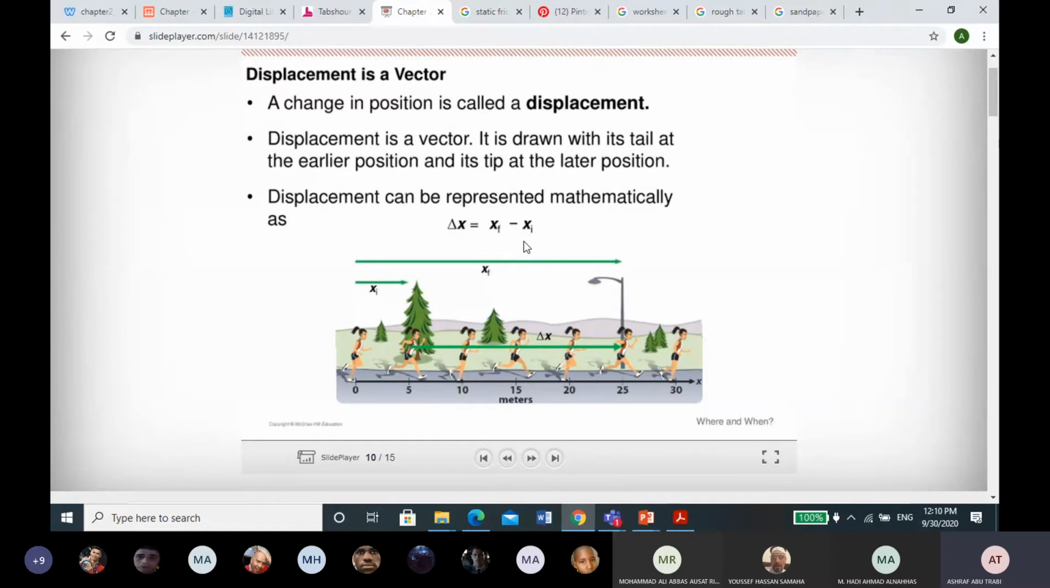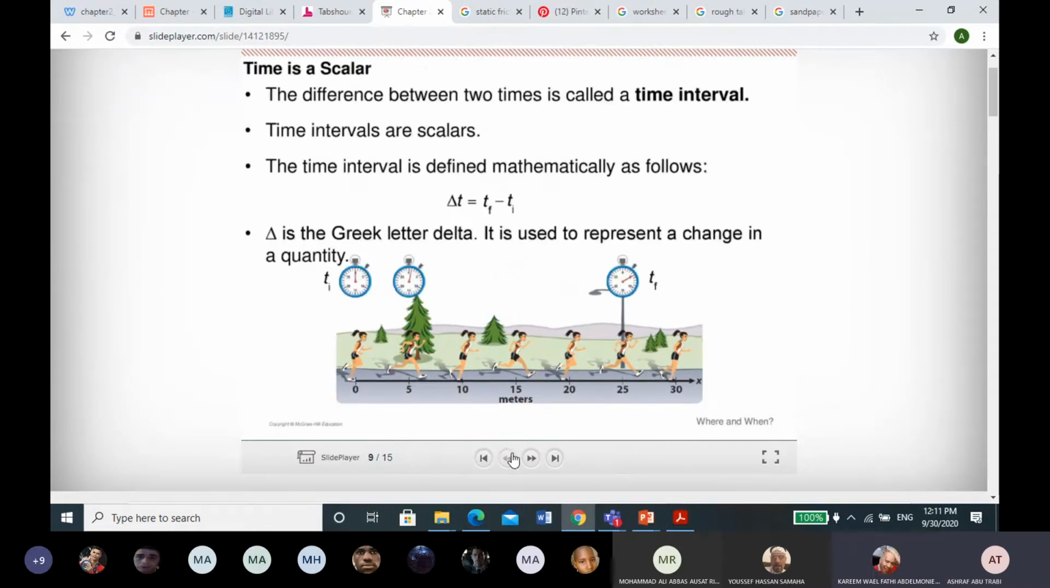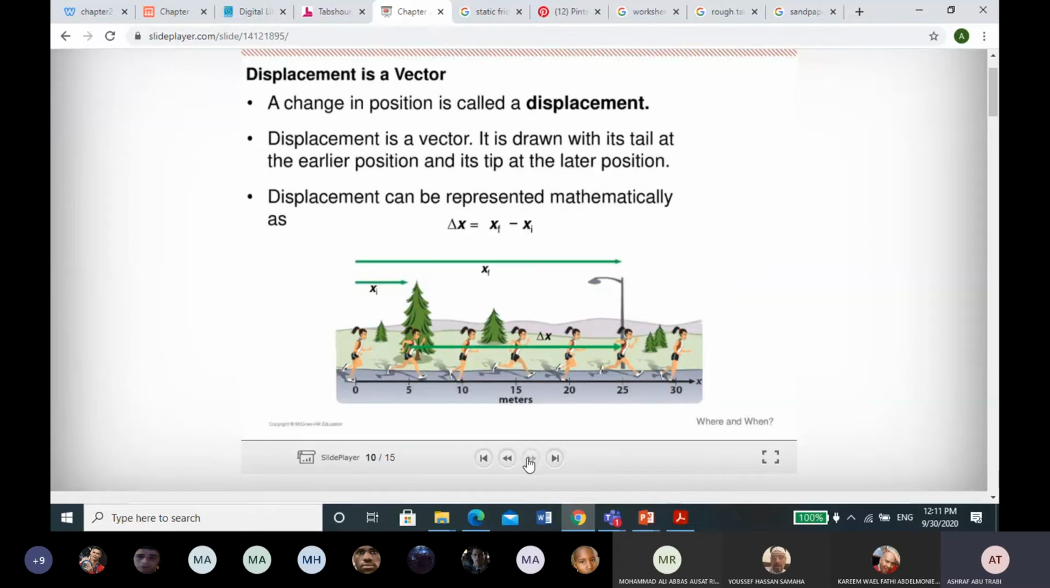This is how I can find the displacement between two points. Delta x is x final minus x initial. So this is x final, let's say, and this is x initial, and the subtraction of these two vectors gives the displacement. And delta t will be t final minus t initial, and delta x will be x final minus x initial, and that's it.